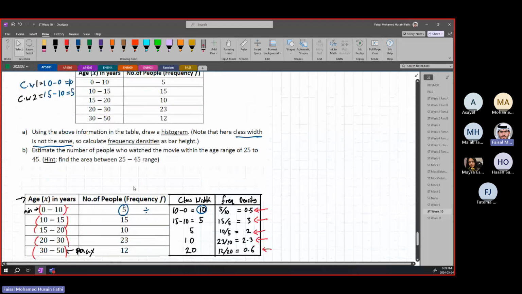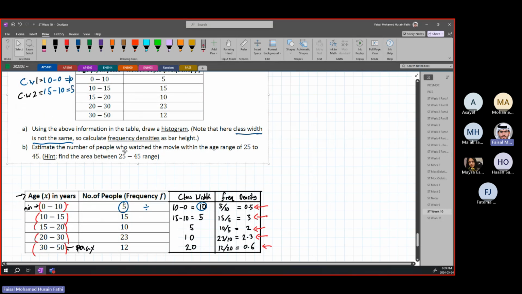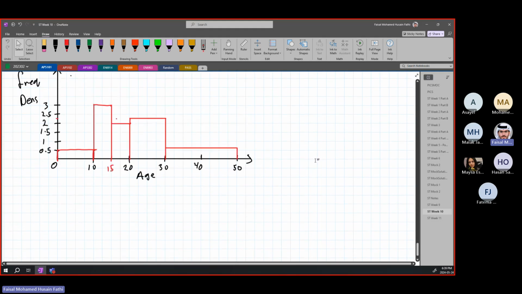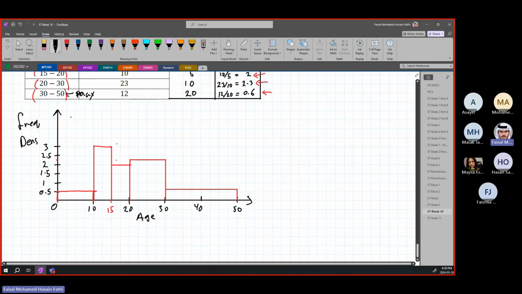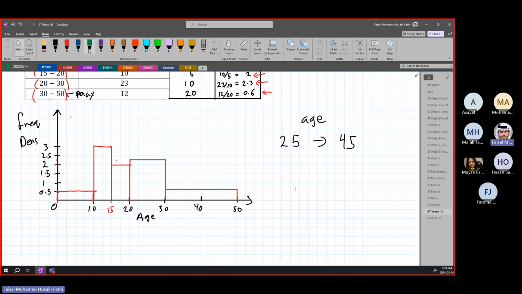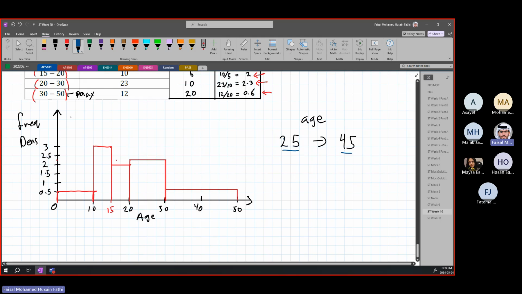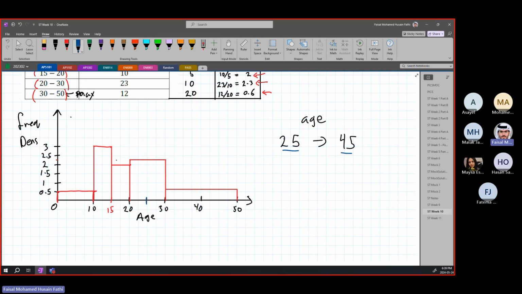The second part of this question says, estimate the number of people who watched the movie within the age range of 25 to 45. So what does that mean? We are looking at people between the ages of 25 to 45. So what do we do here? Here we have to mark at the bottom in our x-axis where the age 25 starts and where it ends, which is at 45. So 25 is somewhere here. All right, this is 25. And where's 45? It's in the middle over here.